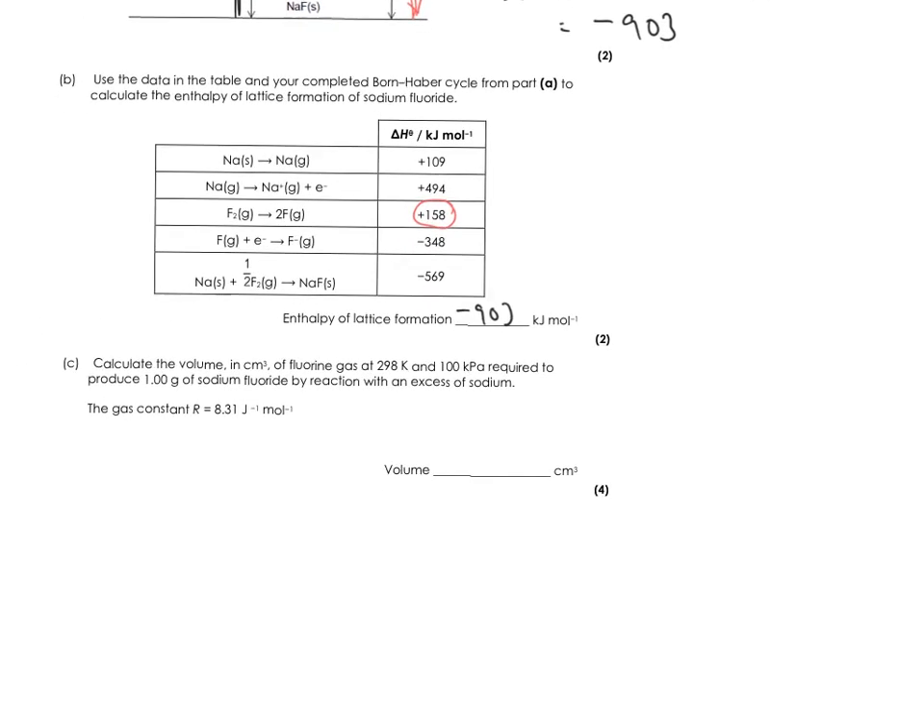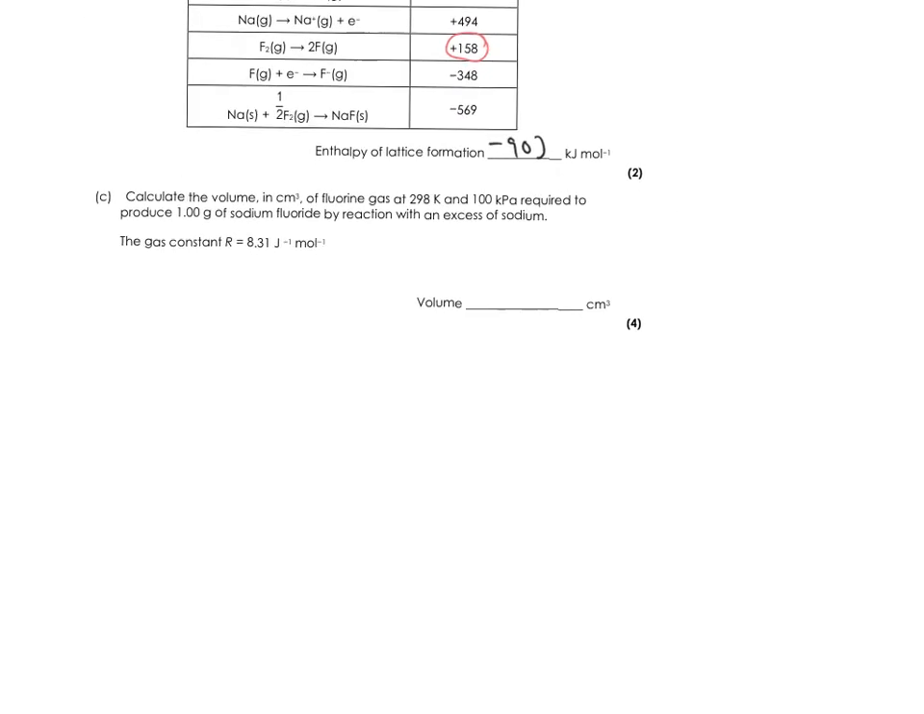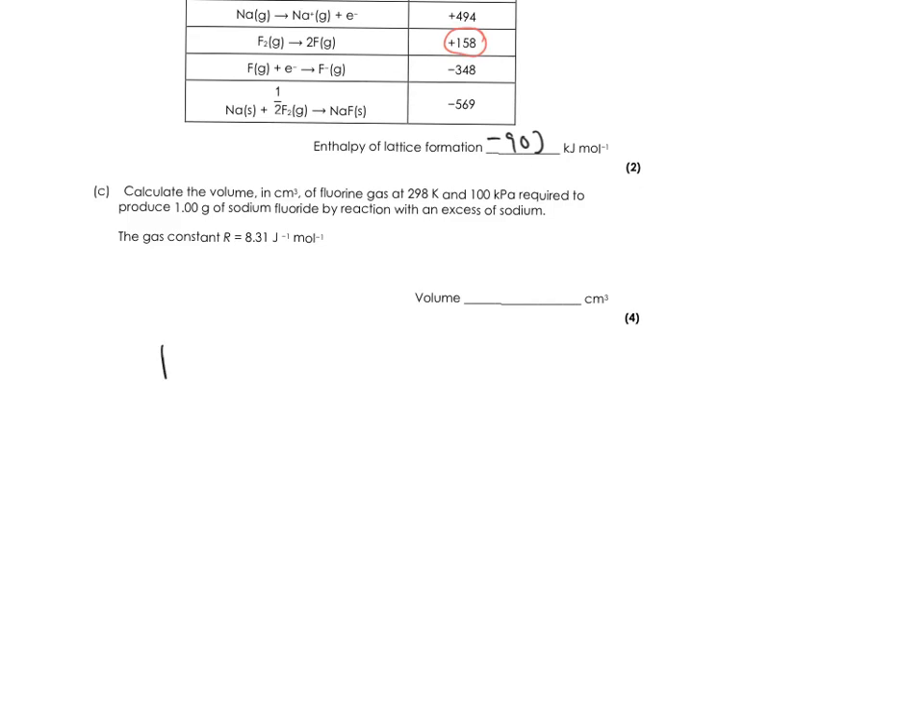And then it says, calculate the volume in centimetres cubed of fluorine gas at 298 Kelvin and 100 kilopascals required to produce 1 gram of sodium fluoride by reaction with an excess of sodium. So immediately you should work out that this is an ideal gas equation question. So when we have an ideal gas equation question, I want you to get in the habit of first writing out the ideal gas equation and then writing out the letters of it so we can write the numbers that we're going to put into our equation next to them.